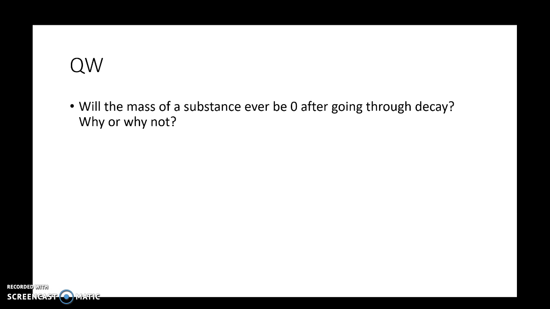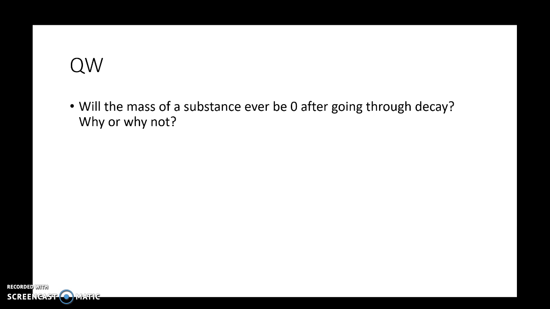Now I want you to think about this quick write, because this would make an excellent test or quiz question, just saying. Will the mass of a substance ever be 0 after going through decay? Why or why not? So let's say you have a substance, it's gone through 1,000 half-lives. Will it ever be 0? And then why or why not? So take your time. I want you to pause the video, answer the quick write, and then come back to it and we will discuss.